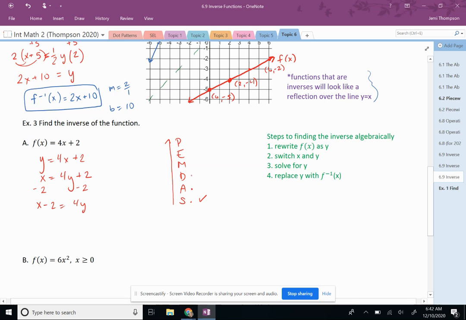What can I do next? So can I divide or multiply? Yes, I can divide. So I divide the right-hand side by 4 and the left-hand side by 4. Leaving me with y is equal to x minus 2 over 4. Replace y with f inverse of x. And this is one way to write my inverse function.